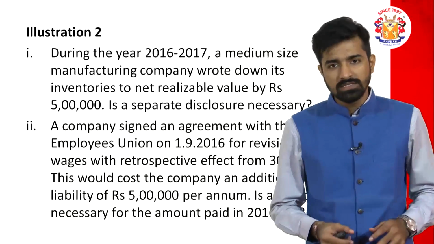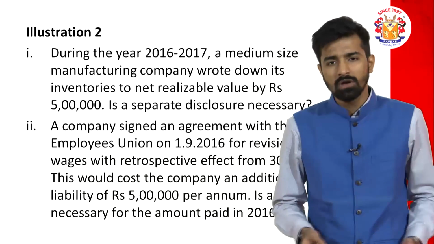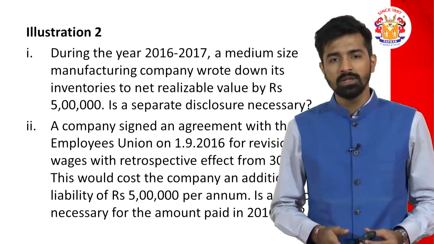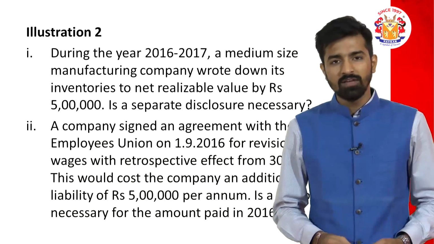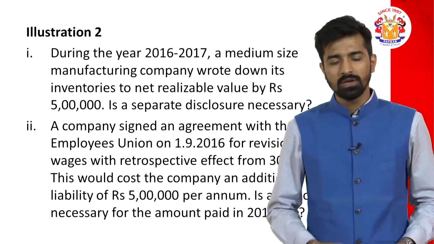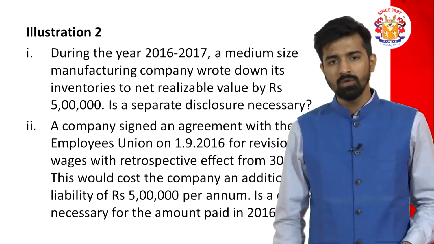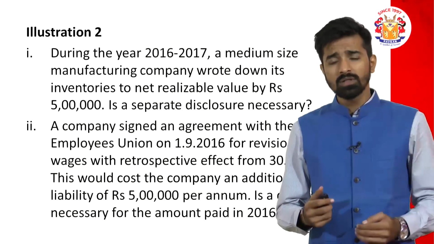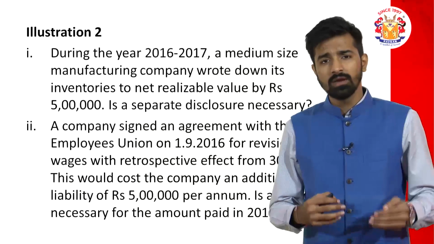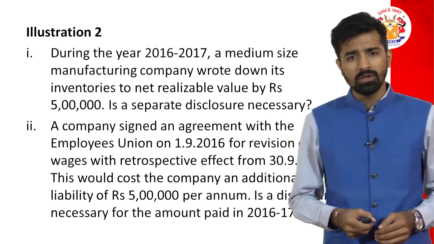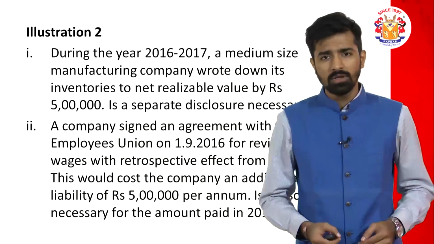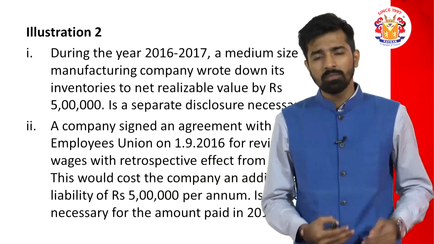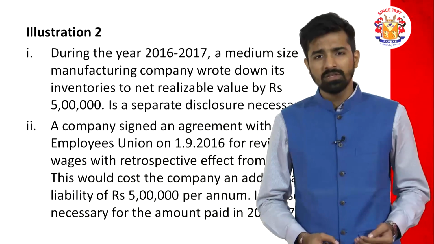During the year 2016-17, a medium-size manufacturing company, it does not matter if it is medium size or large size, wrote down its inventory to its net realizable value by rupees 5 lakhs. So 5 lakhs has been written off from the closing stock. It has been written down to a net realizable value. Is a separate disclosure required? Now we saw that the net profit or loss for the period can be divided into 2 parts, ordinary or extraordinary items. First you have to look whether this is an extraordinary item. No, it's not an extraordinary item. You are writing down the inventory of your own company. It's a part of your business only. So this is from the ordinary activities of the enterprise.